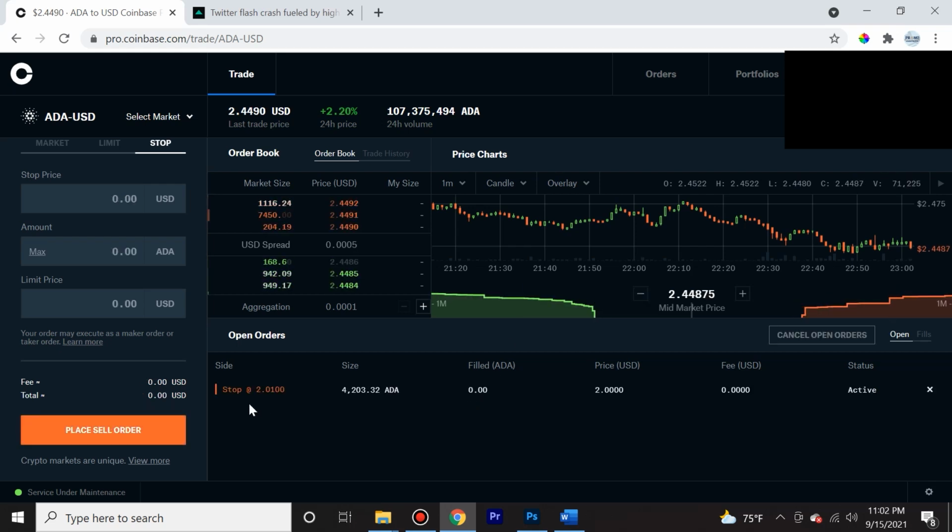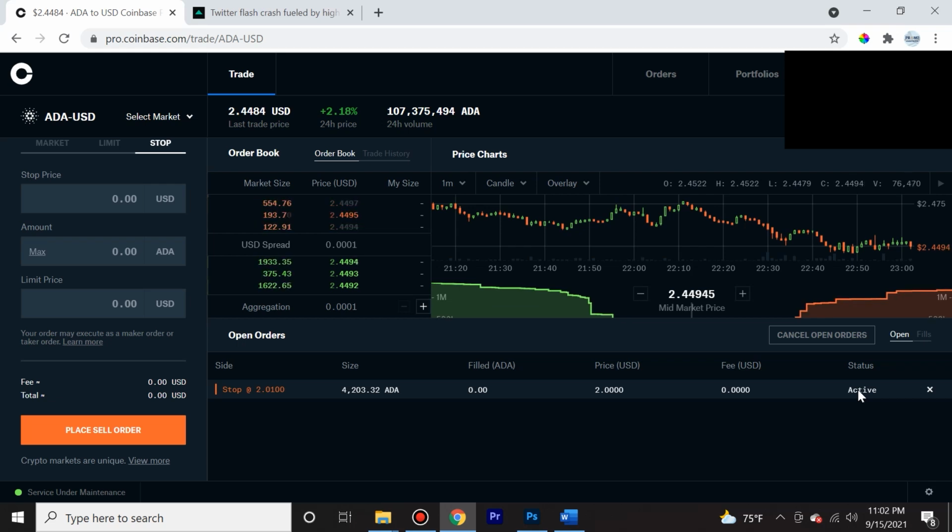And if I take a look, I could see my order right here. So stop at 2.01 and it's going to be a limit of $2. And right now it is active. And so I can go to sleep calmly and not worry about a thing and stare at the screen all day. Now let's talk about another example of why I would want to do this.